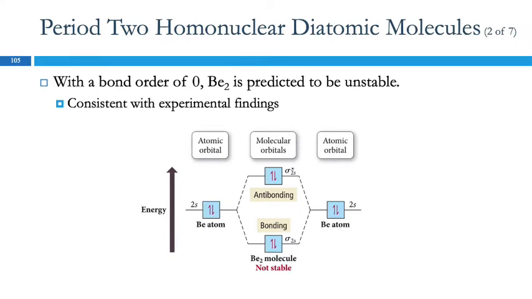Here's beryllium 2. Beryllium, like helium, has 2 electrons in the s orbital in the valence shell. And so when we put all these 4 electrons in here, we get 2 in the bonding orbital and 2 in the antibonding orbital, and we have equal numbers. Bonding minus antibonding is 0, so the bond order is 0. So this is predicted to be unstable.